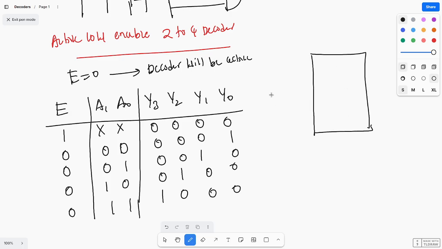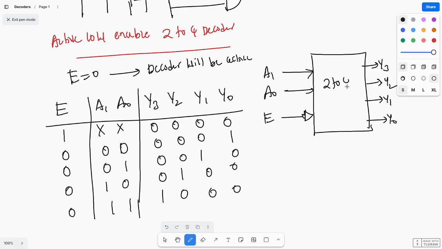So here, these are the inputs A1 A0, and enable you are giving through the bubble. Here you are getting the outputs Y3, Y2, Y1 and Y0. This is the 2 to 4 decoder.